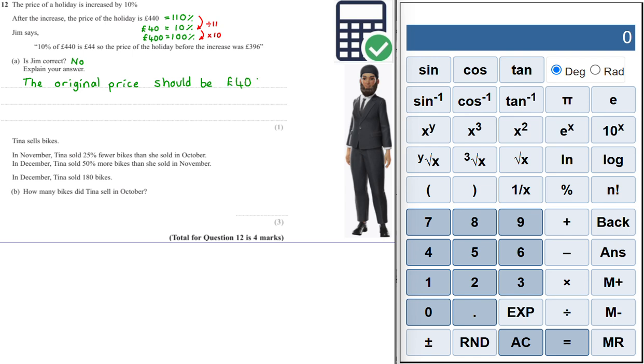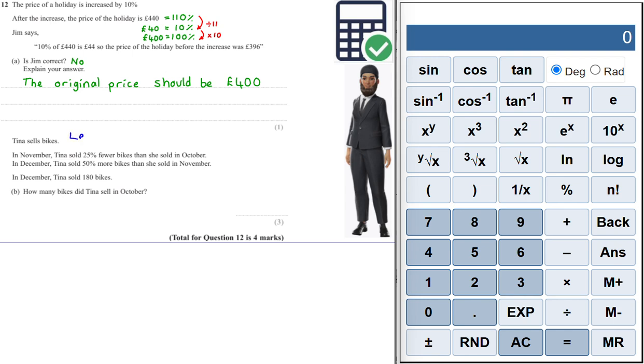Right, let's move on to the next question. It says Tina sells bikes. In November Tina sold 25% fewer bikes than she sold in October. In December Tina sold 50% more bikes than she sold in November. In December Tina sold 180 bikes. How many bikes did Tina sell in October? Okay, so that's what we're trying to work out.